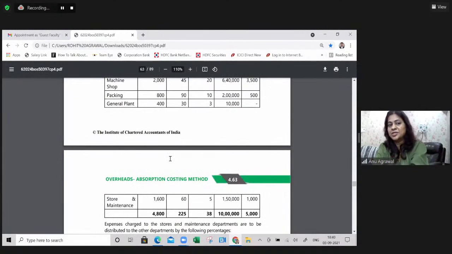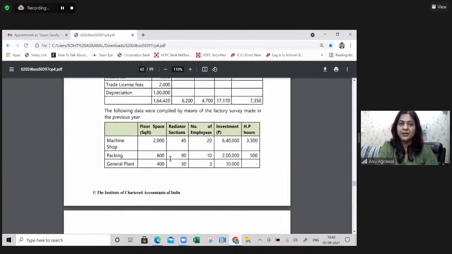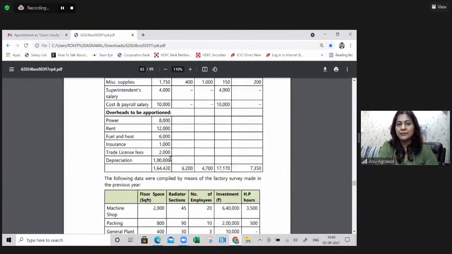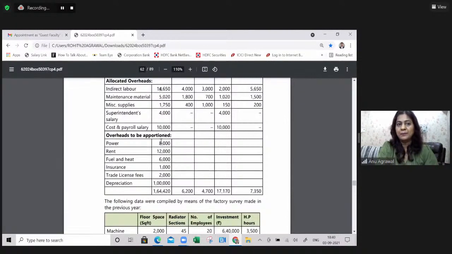If we had been given machine hours and horsepower, I could have done horsepower into machine hours. But here, I have not been given anything. So on what basis do I divide machine power? What should I divide power on, what basis? Tell me.